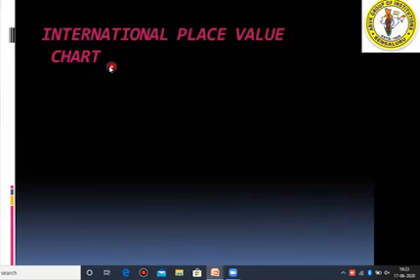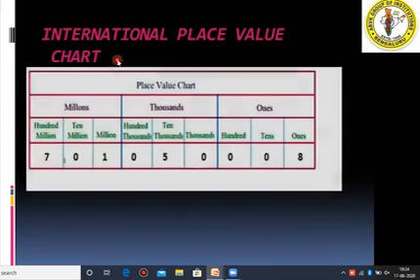Now we are going to learn about the international place value chart. How will you write in the international place value chart? Here you have to remember only 3 periods: ones, thousands, millions. Same as the Indian place value chart, under the ones period you have ones, tens, hundreds. Next, thousands. In the Indian system we have thousands and 10,000s only, but what is the difference in the international place value chart? We get 100,000s extra. So this column we get extra.